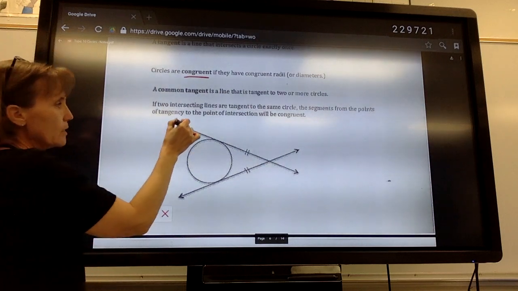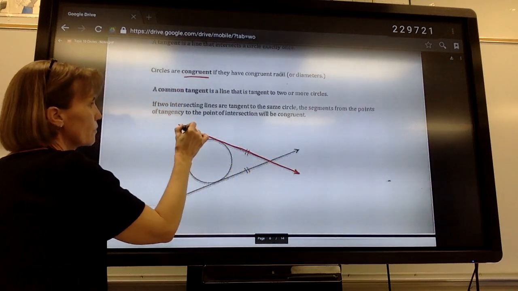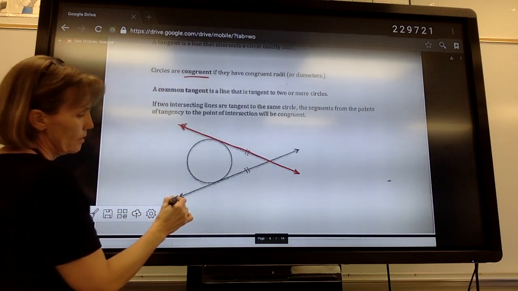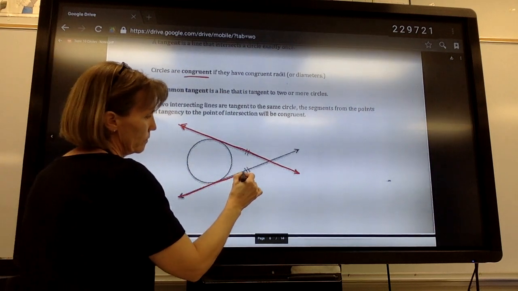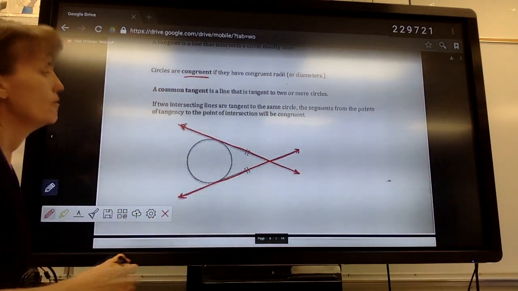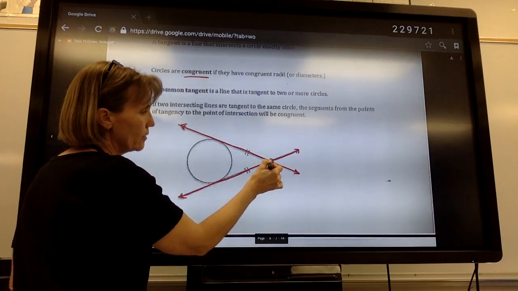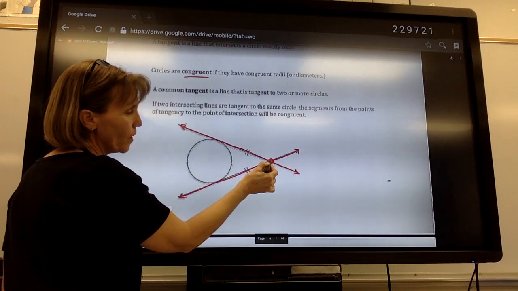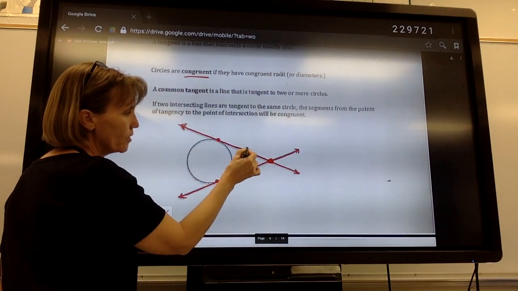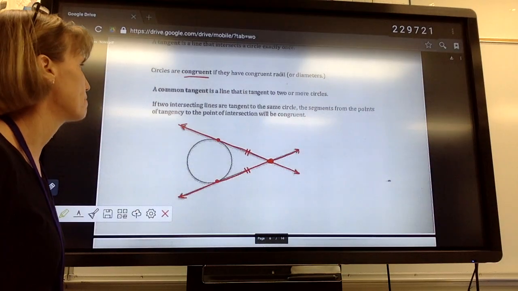When we have a common tangent, here's a tangent line. Here's one tangent. Here's another tangent. If these two lines are tangent to the same circle, where they intersect, the distance from that point of intersection to the point of tangency on the circle is always going to be congruent. That distance is going to be the same.